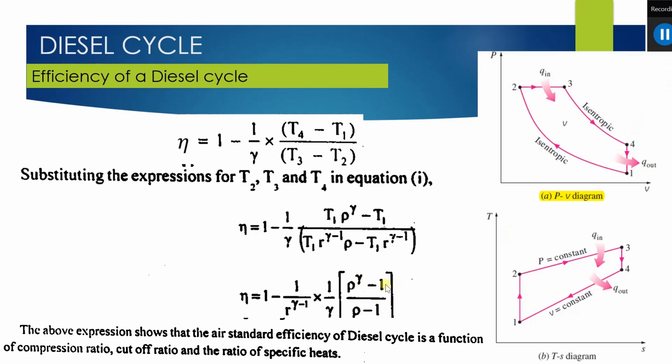So in this equation, we can see that the air standard efficiency, or simply the efficiency of a diesel cycle, is a function of compression ratio, cutoff ratio and also the ratio of specific heats, where rho is the cutoff ratio, r is the compression ratio and gamma is the ratio of specific heats. So this is the equation to find out the efficiency of a diesel cycle. Problems will ask to find out this efficiency, and this equation is very important, so please note it down.